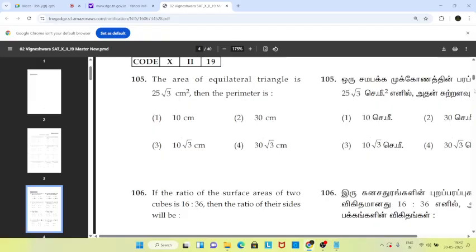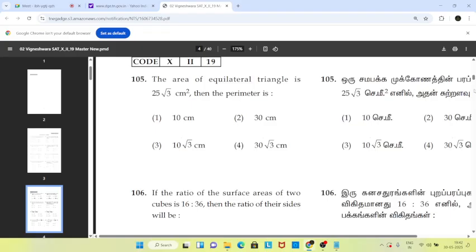So root 3 cancels. A square equals 25 into 4, that is 100. So what is a? 10. So what is the perimeter? 30 centimeters. Very good. The perimeter of an equilateral triangle is adding all three sides. One side is 10, so three sides is 30.